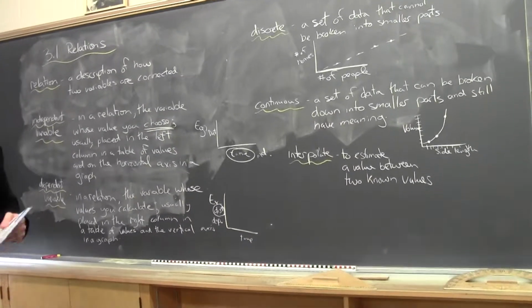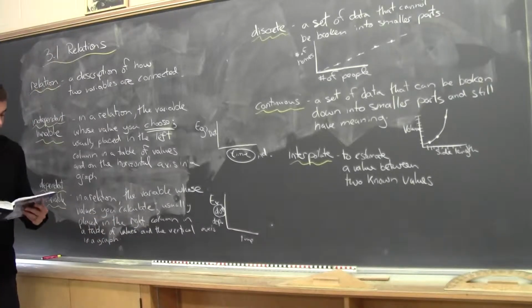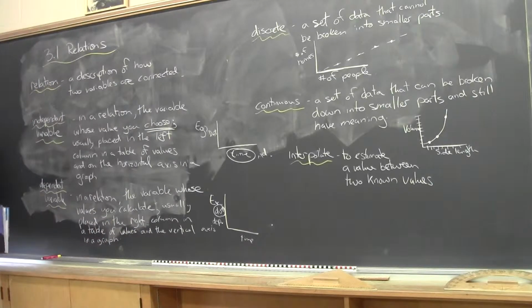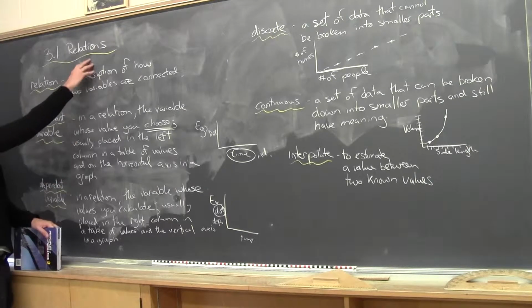All right, this is 3.1 in your textbook, page 142. We're talking about relations. So relations are really important moving forward. In grade 10, I would say 75% to 80% of the entire course, or at least 50% anyway, is based on what's called quadratic relations. So it's a type of relation. So relations are really important.